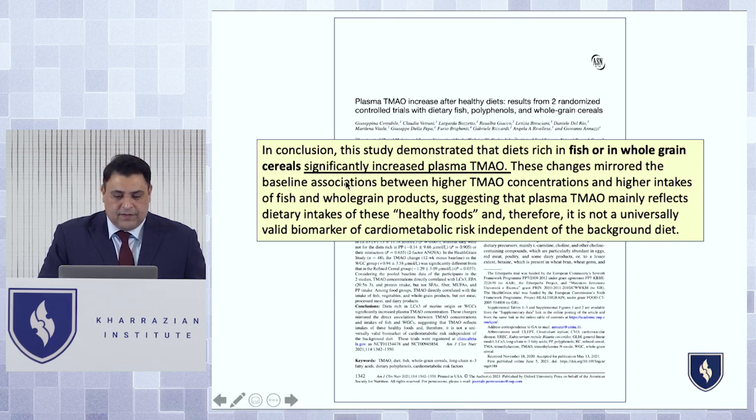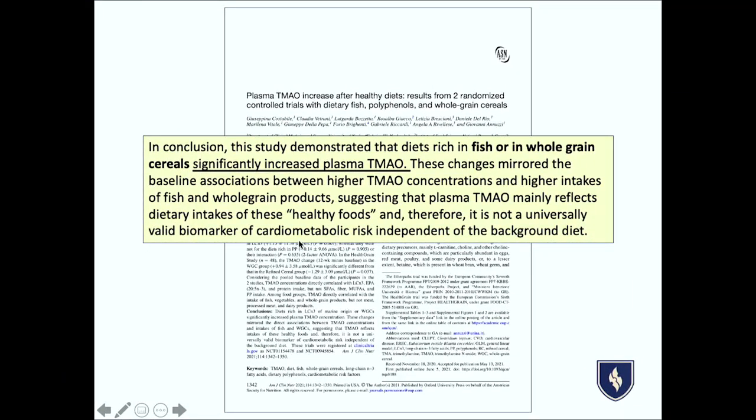So this was a study that was conducted, and they go, in conclusion, this study demonstrated that diets rich in fish or in whole grain cereals significantly increase plasma TMAO. These changes mirrored the baseline association between higher TMAO concentration and higher intakes of fish and whole grain products, suggesting that plasma TMAO mainly reflects dietary intake of these healthy foods, and therefore it's not a universally valid biomarker of cardiometabolic risk independent of background diet.